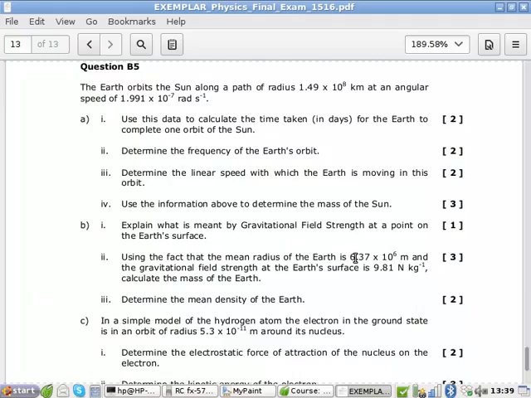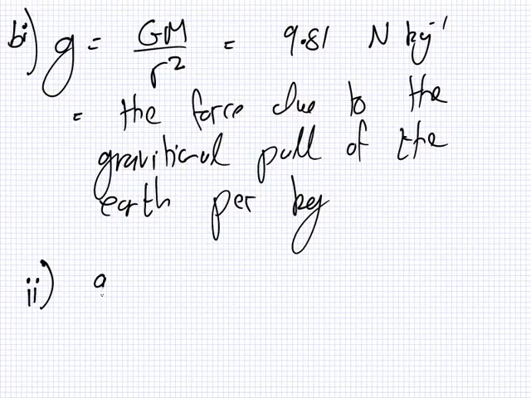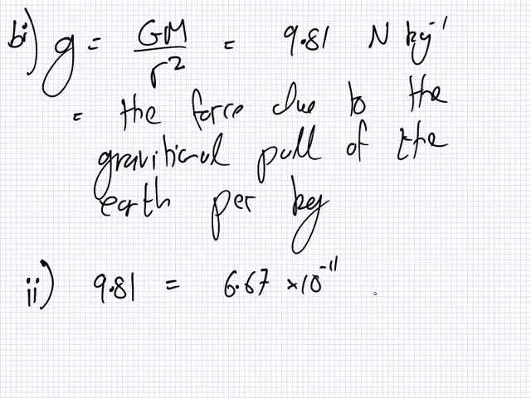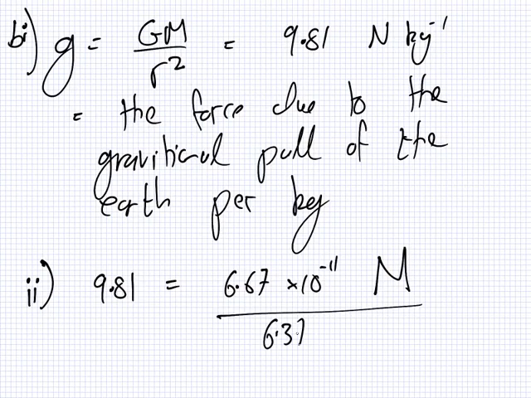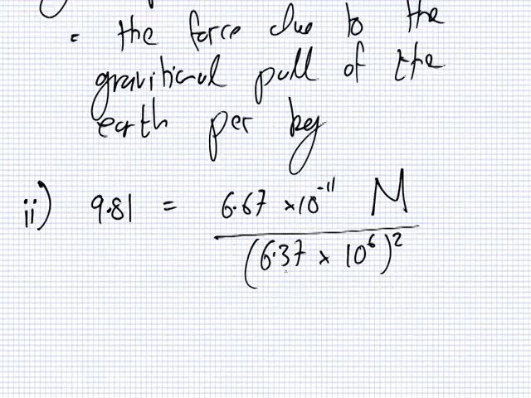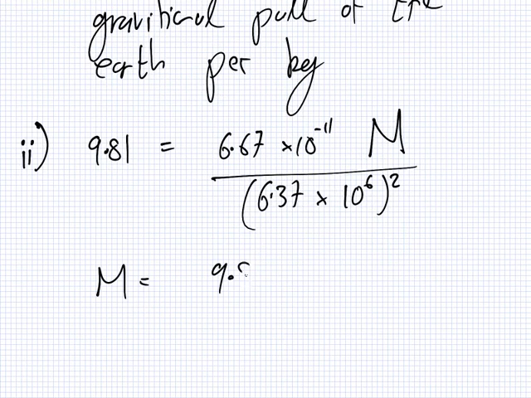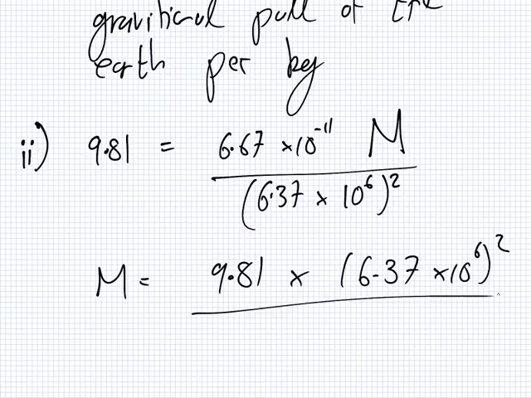Use the fact that the radius is this, calculate the mass of the Earth. Well, that's easy because you know this is 9.81. You know G is 6.67 times 10 to the minus 11. We want the M, and the R squared. So M is 9.81 times 6.37 times 10 to the 6th squared over 6.67 times 10 to the minus 11. Can you hit that on a calculator?